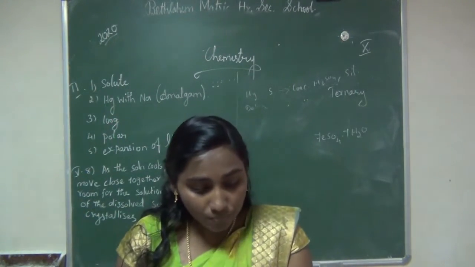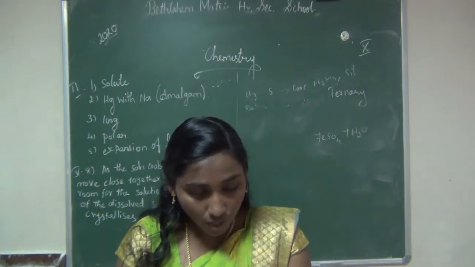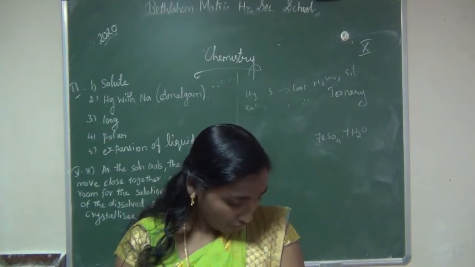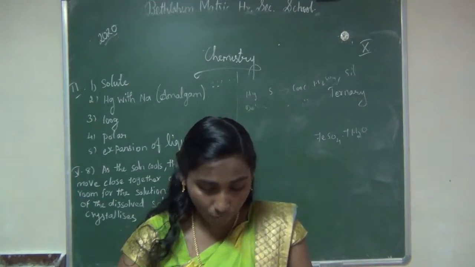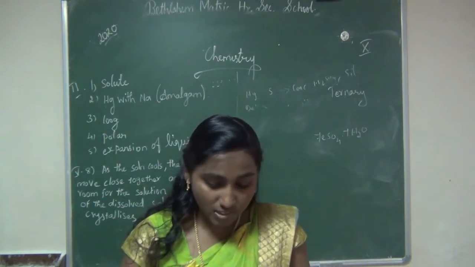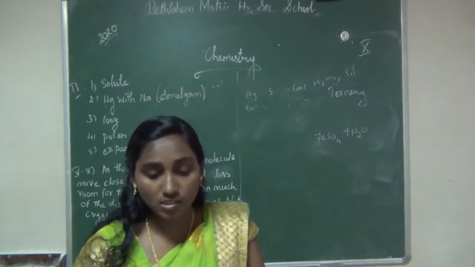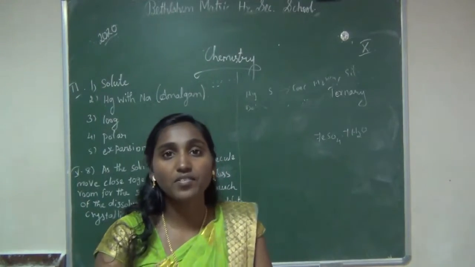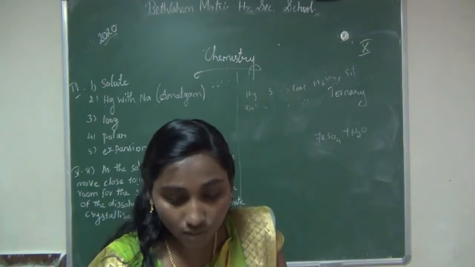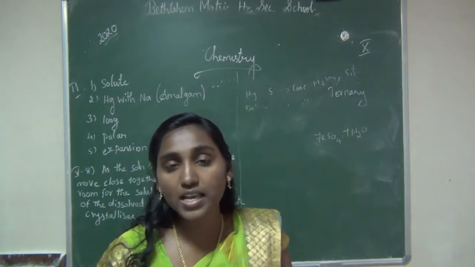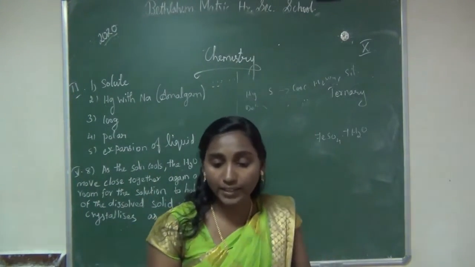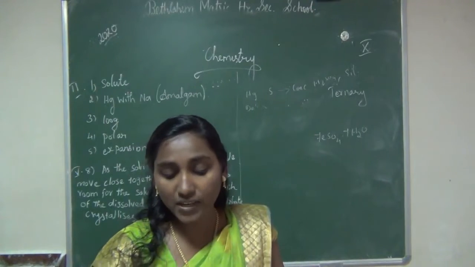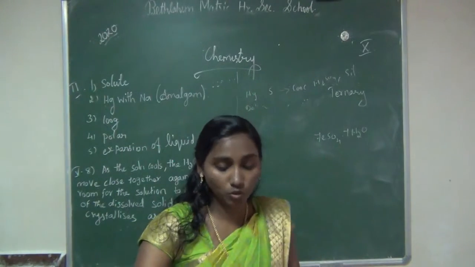Then long answer. Long answers also we already marked. The first one, write a note on saturated and unsaturated solution. This one we marked already. Then factors affecting solubility also we marked. That is a very, very important question. Then the third one, what happens when MgSO4 7H2O, magnesium sulfate heptahydrate, is heated? Write the appropriate equation. We need to write the equation.